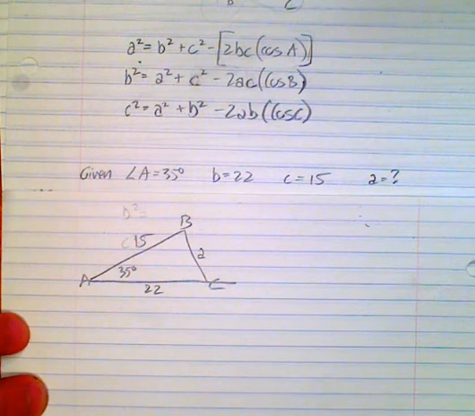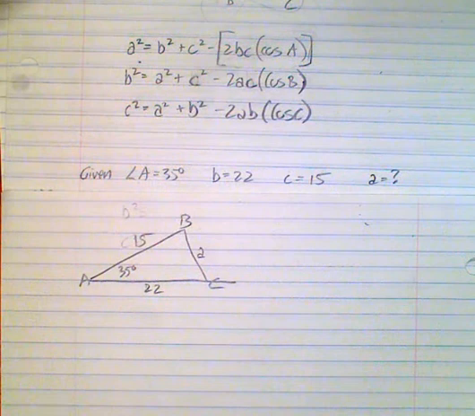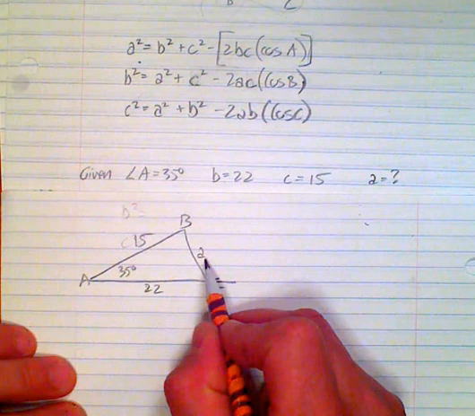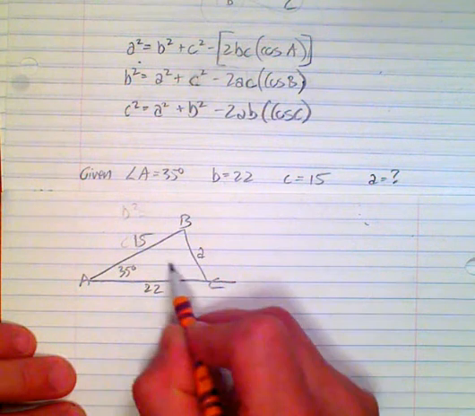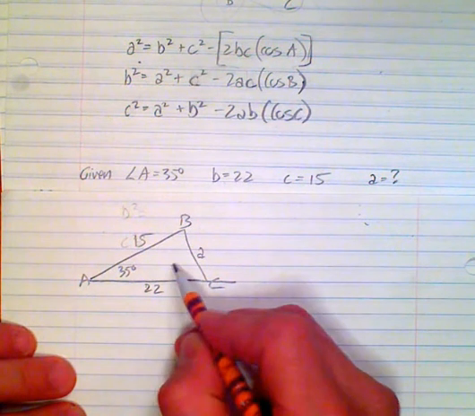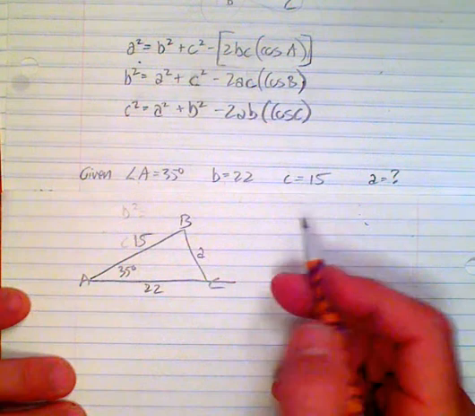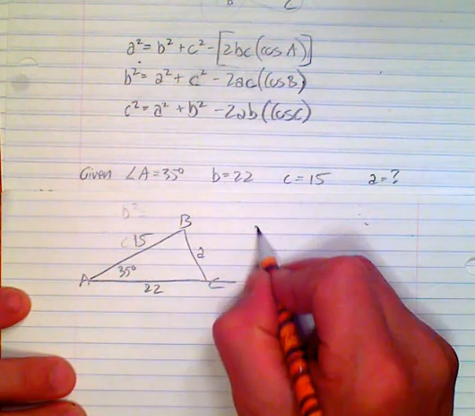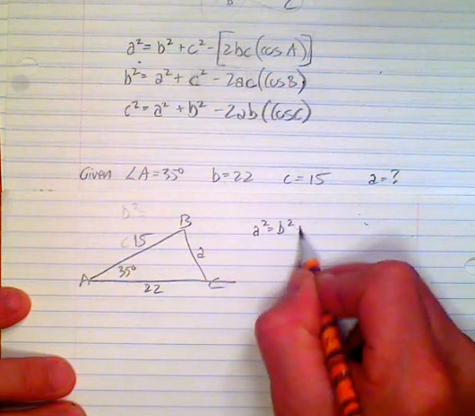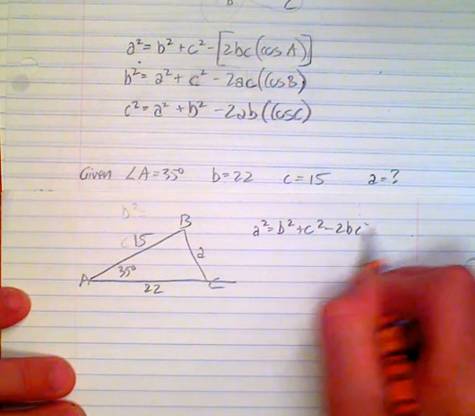Now, the deal, ladies and gentlemen, is this: we're looking for side A. I don't have a pair. I'm using this pair, but there's no other pair given. So I need to use something else, and that's the cosine law. If you're looking for A, you start with A, and you write down the rest of the equation. Make sure you put everything in the right place.